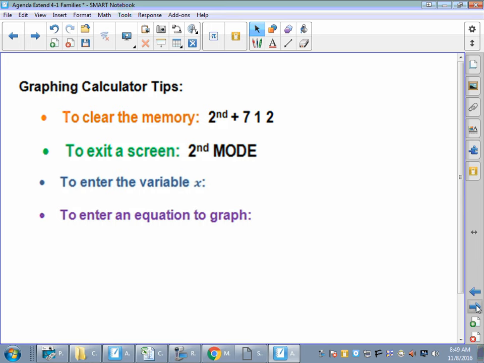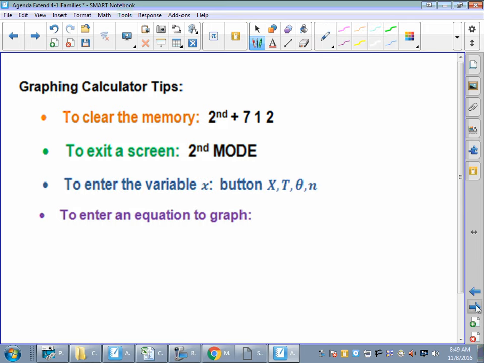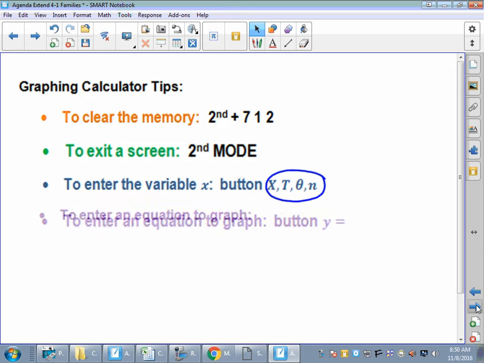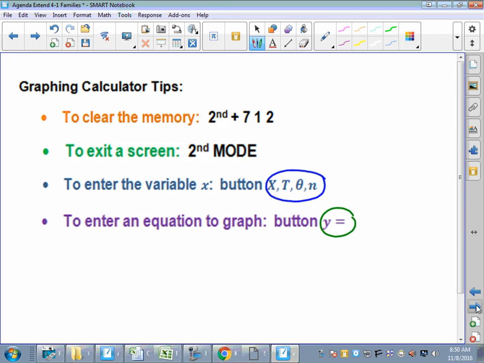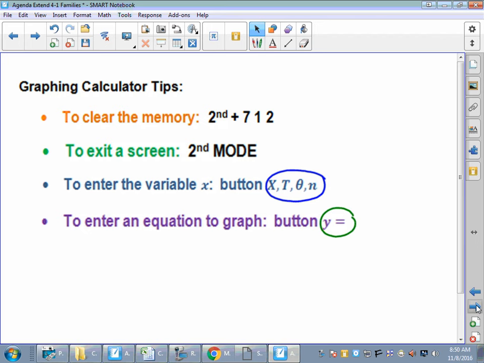We will need to be entering a variable x. There is a little button that looks like this. It's got an x, a t, this Easter egg, and an n on it. That's a variable, and that will put an x in the equation or in the graph that you're trying to graph. And to enter an equation to actually do the graphing, you look for the button. It's in the upper left corner, and it's got y equals, and that will take you in. And we'll work on those together and talk about them.